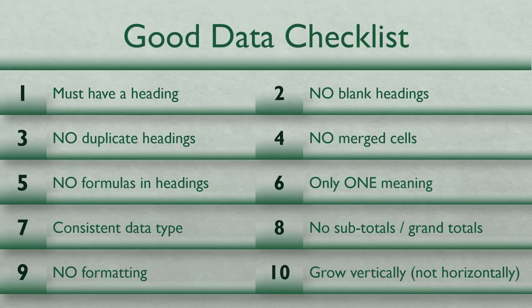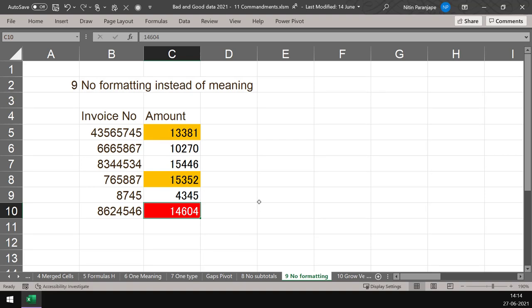Here is another very common mistake. We have some formatting. Now, who knows what this formatting is? Maybe the person who added it. Obviously, no, not obvious, because even if I added this 6 months later, I'm not going to remember what that yellow meant. So even the person who added it may not be aware of what that formatting means. So that's called formatting instead of meaning.